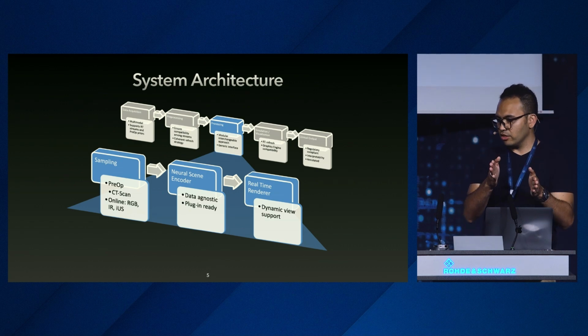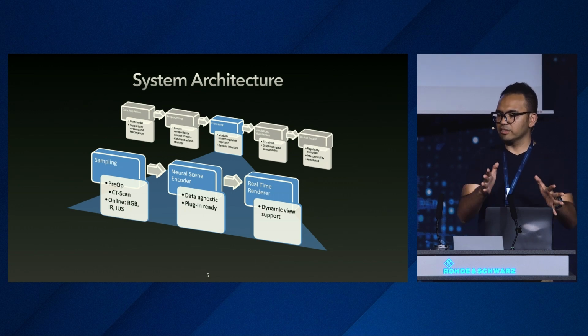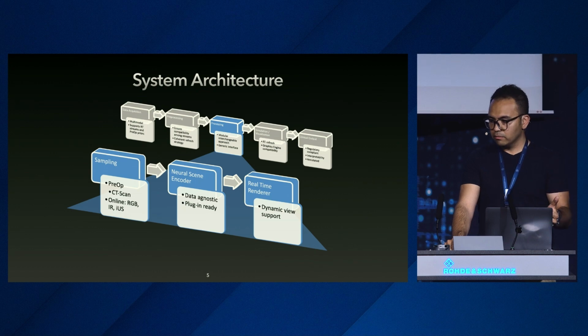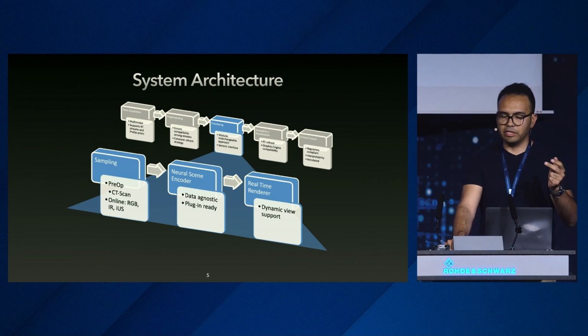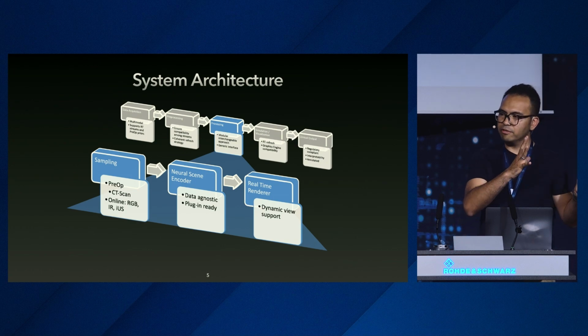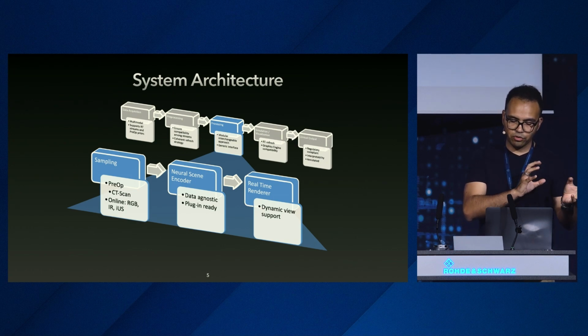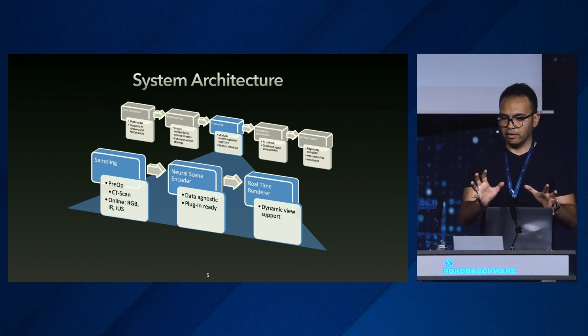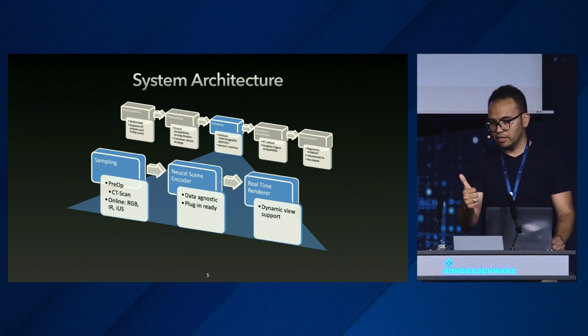Now, if we focus on the processing module, we have 3 blocks, or at that moment in time, when I was working on this some months ago, I first proposed these 3 blocks: the sampling, the neural scene encoder, and the real-time renderer. For those of you who don't understand most of the words, the sampling is just a block which takes this coherent representation from the preprocessing block and feeds it into the neural scene encoder, which is actually data agnostic and plugin ready.